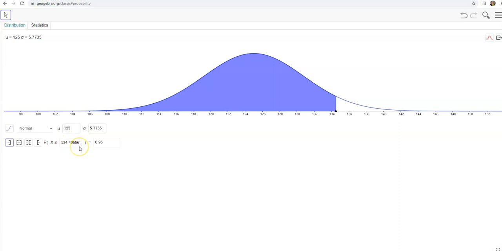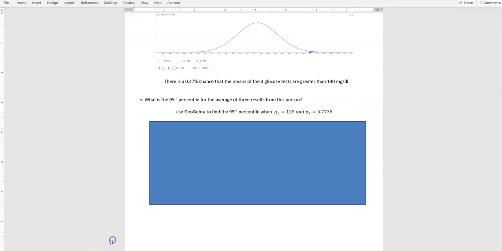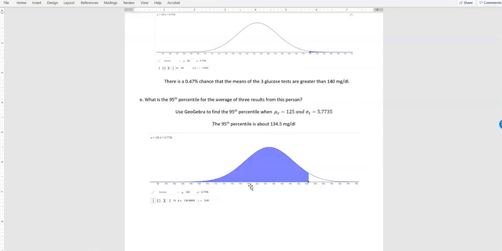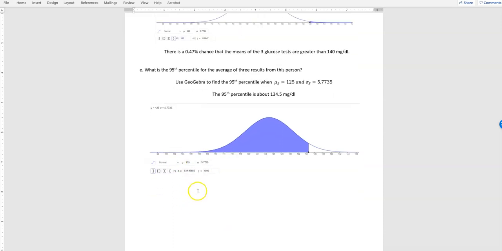So this is what we get in GeoGebra when I finally entered everything correctly. Let's take a look at that. Here in our answer key, we can see that. Here it is, what it looks like. This is 95. That means that 5% of the values are on the right and 95% are on the left. And if we round that to the nearest tenth, then the 95th percentile is about 134.5 milligrams per deciliter. So you can find that very easily using GeoGebra.